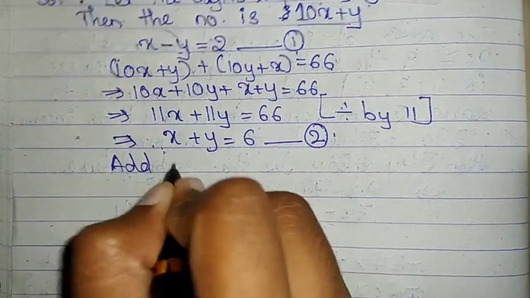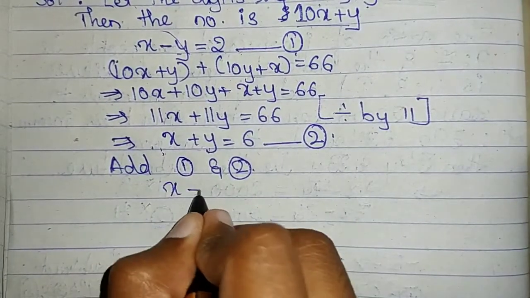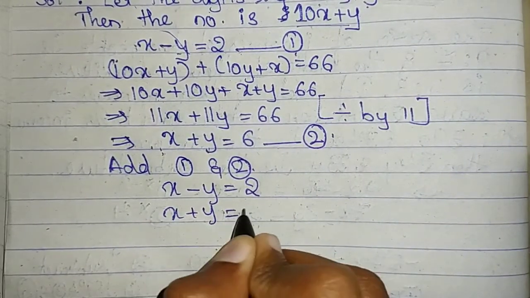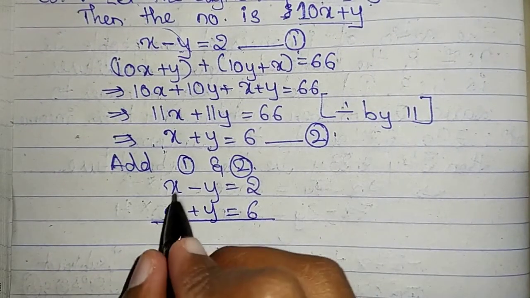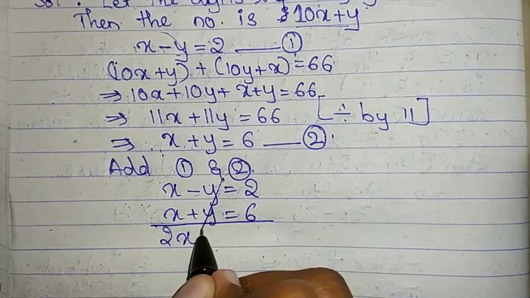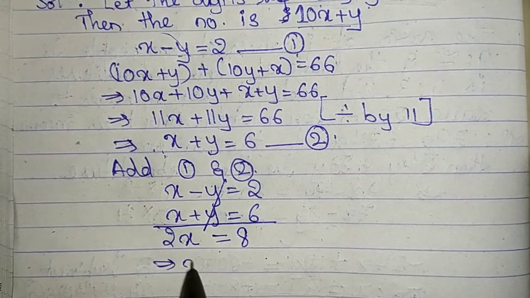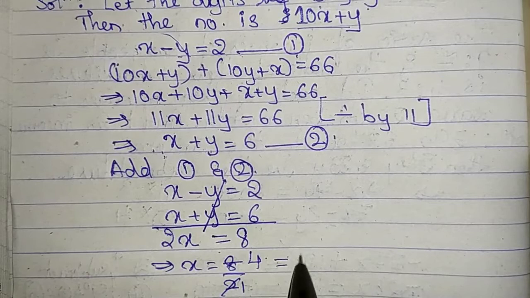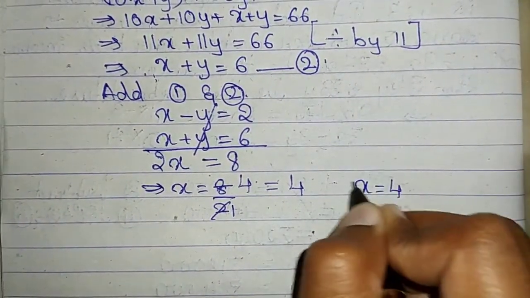Add 1 and 2. We'll get x minus y is equal to 2 and x plus y is equal to 6. Since we are adding, there will be no change in signs. We'll get x plus x, 2x, minus y plus y cancels each other, and 6 plus 2, 8. So this implies x is equal to 8 by 2. 2 fours are 8, we get 4. So here x is equal to 4.